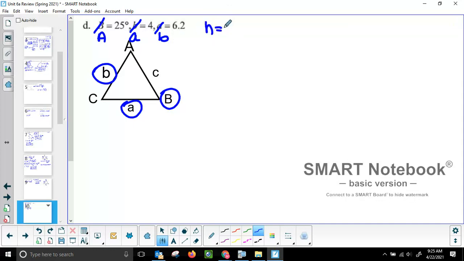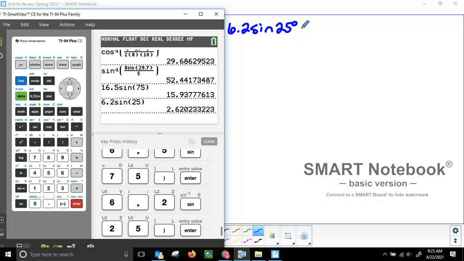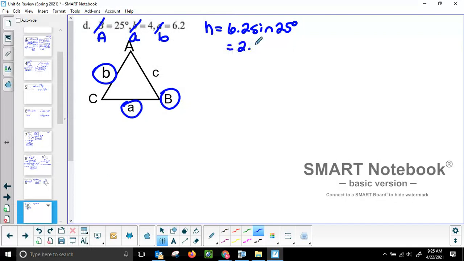Again, I'm going to do my H is equal to B times the sine of A. So we do that in our calculator, and we get 2.620. Now we can go through our comparisons. Is A less than H? Nope. Is A equal to H? Nope. Is A greater than or equal to B? Nope. Is A between H and B? Yes, it is. So A is between H and B, so I'm going to have two triangles.